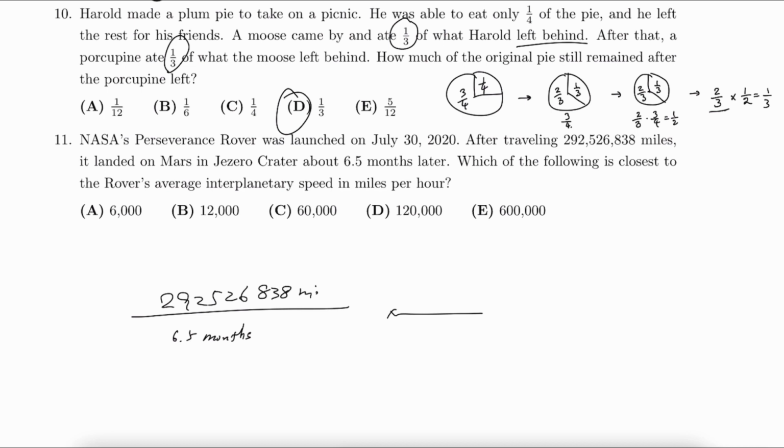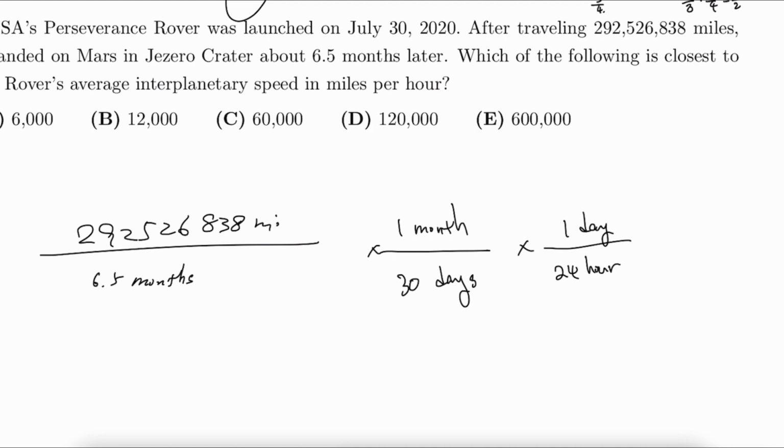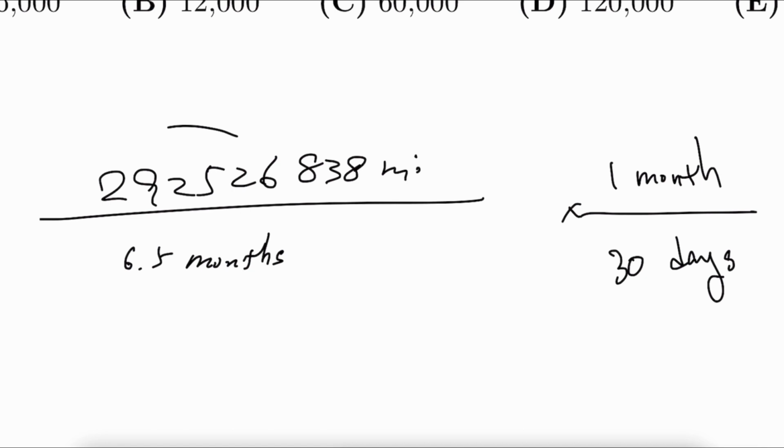We know that 1 month is 30 days, and each day is 24 hours. Don't say it's 12 hours. And we want to estimate the value of this. So how do we do that? It looks impossibly hard to do, right? So let's just estimate how large this value is. This value is 2.9 times 10 to the 8th, because if we put the decimal here, we have to multiply by 1, 2, 3, 4, 5, 6, 7, 8 decimal places. So 2.9 times 10 to the 8th.